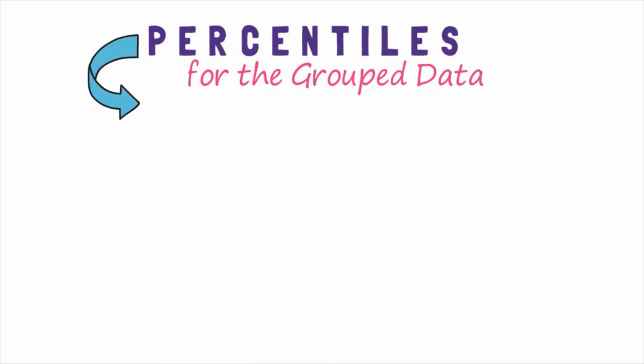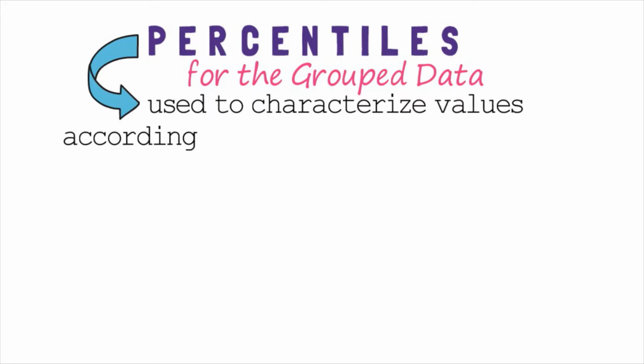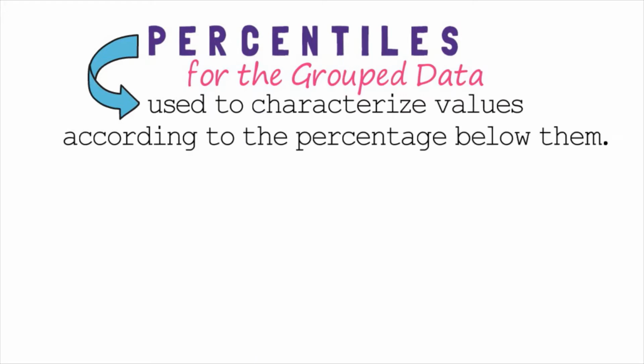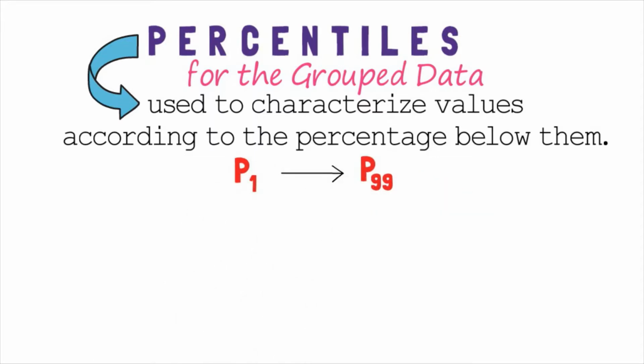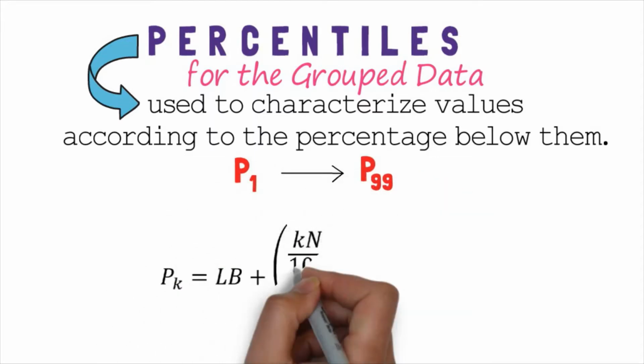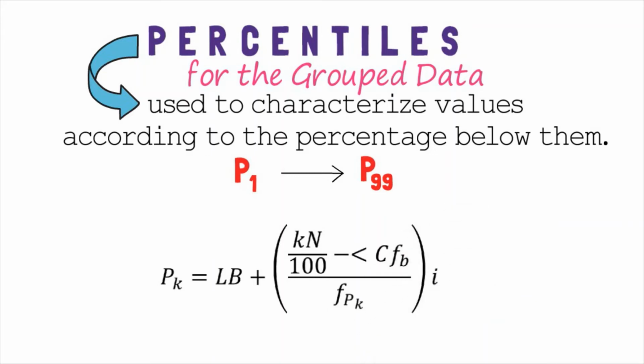By definition, the percentile of group data is used to characterize values according to the percentage below them. And we have P sub 1 up to P sub 99. Ito naman yung formula na gagamitin natin in computing for the percentile.